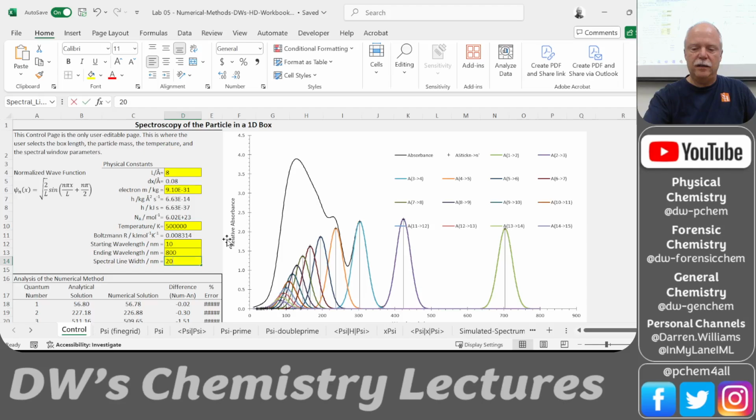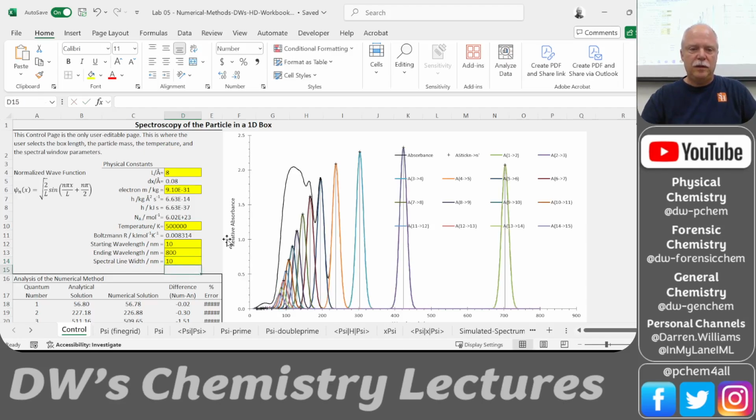Let's go to 10. So yeah, we're getting lots of resolved peaks, and still this little mess right here. So that's spectroscopy. Let's look at the errors, numerical errors, and this will be the last thing we do.